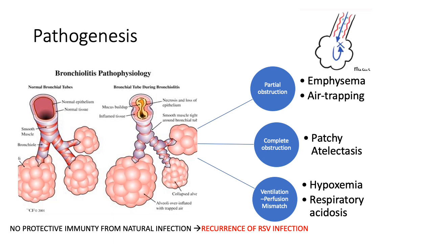So, all these pathophysiologic changes of airway inflammation, excessive mucus production, airway obstruction, and bronchospasm lead to emphysema, patchy atelectasis, and ventilation perfusion mismatch, and all these result in the clinical manifestation of acute bronchiolitis, which we are going to see.